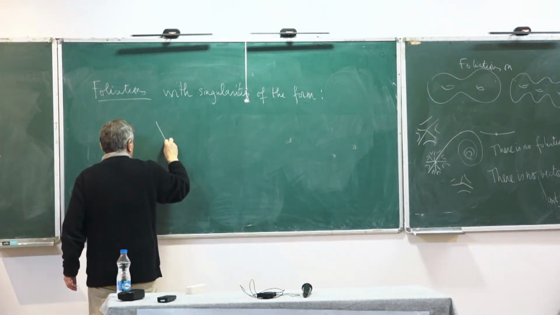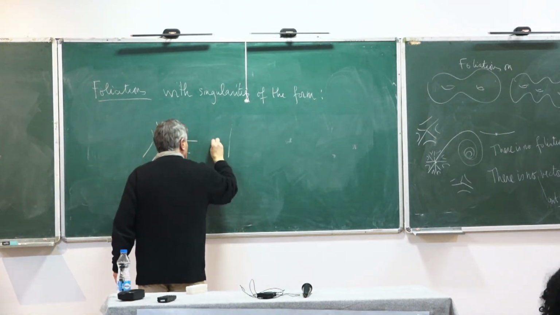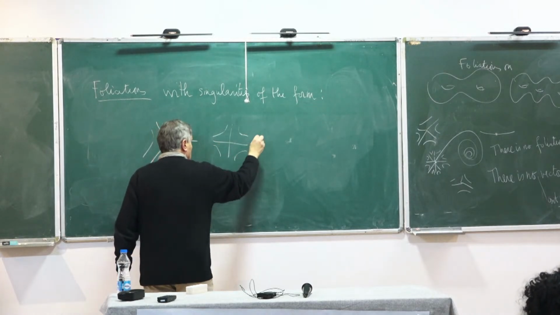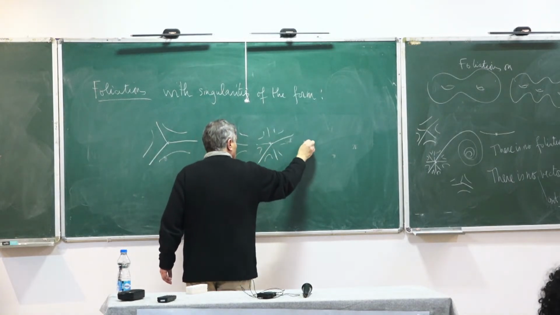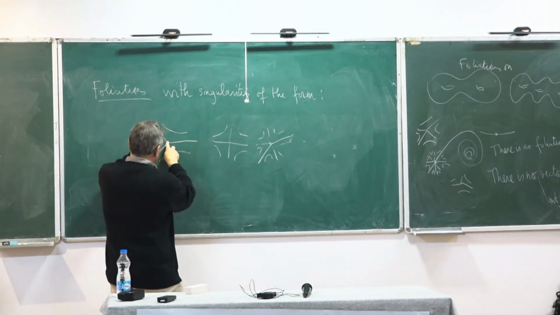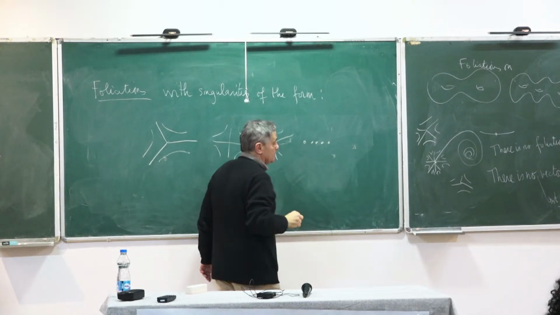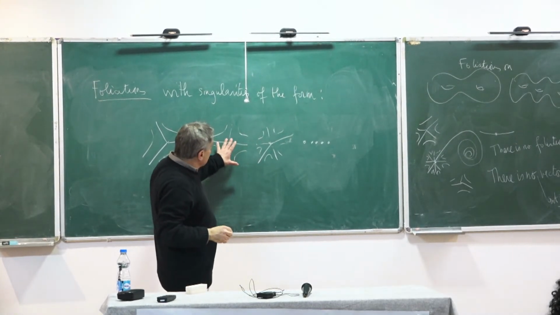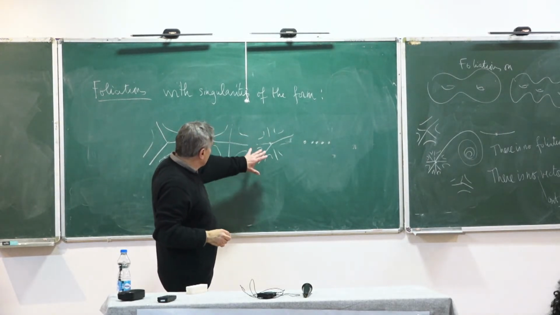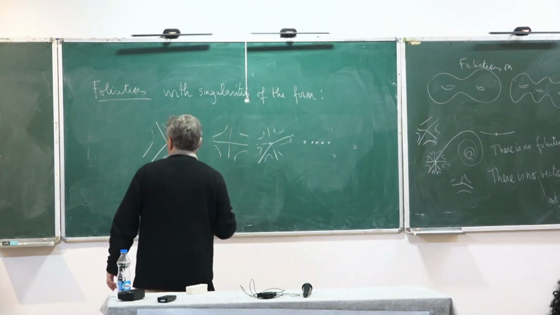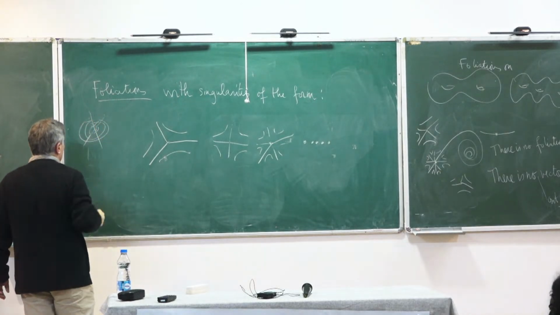So I draw pictures, in fact, either like this, or like this, or 5 separatrices, 1, 2, 3, 4, 5, and so on. So this is three separatrices, this is 4, this is 5, and so on. I admit only this kind of singularities. So, for instance, I will not admit this kind of singularity. This is not allowed.